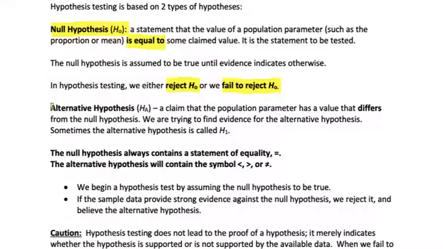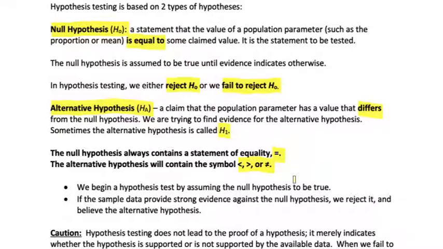The alternative hypothesis, there's two ways that you could see this: HA or H1. The null hypothesis is written H0. The alternative hypothesis is the claim that the population parameter is different from the null hypothesis, and it will contain a symbol of less than, greater than, or not equal to, depending on the situation. Null hypothesis always contains an equal sign.